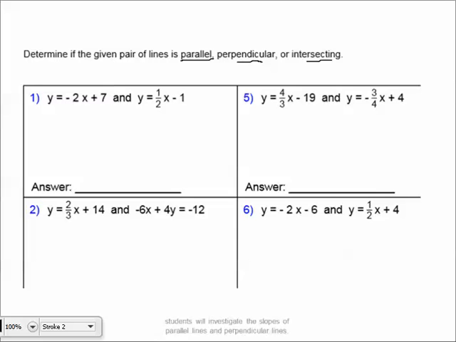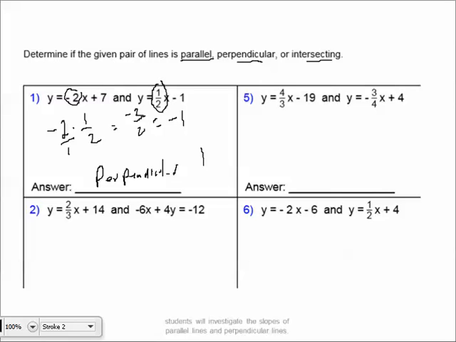Well, if they're parallel, their slopes are going to be the same. Is -2 the same as 1/2? No. So this one's not parallel. So let's try and see if it's perpendicular. Let's say -2 times 1/2. Well, -2, that's -2 over 1. You multiply straight across, you get a -2 over a 2. And that's equal to a -1. They're perpendicular.